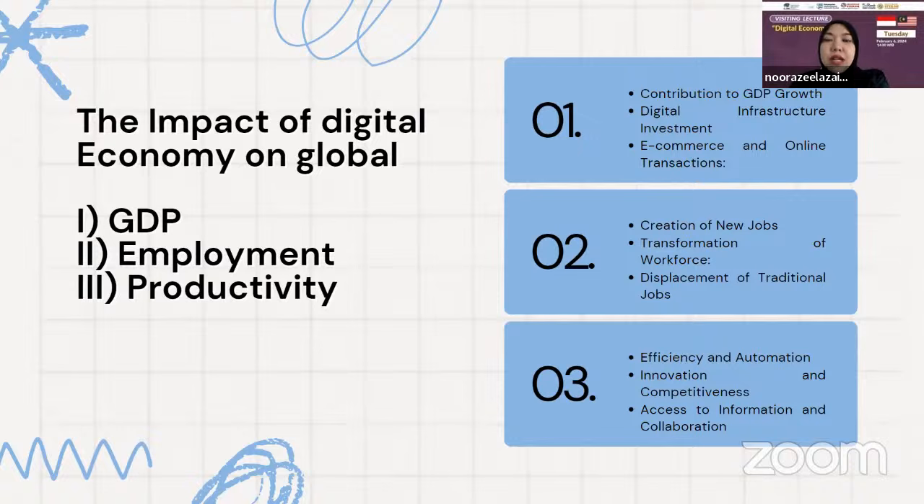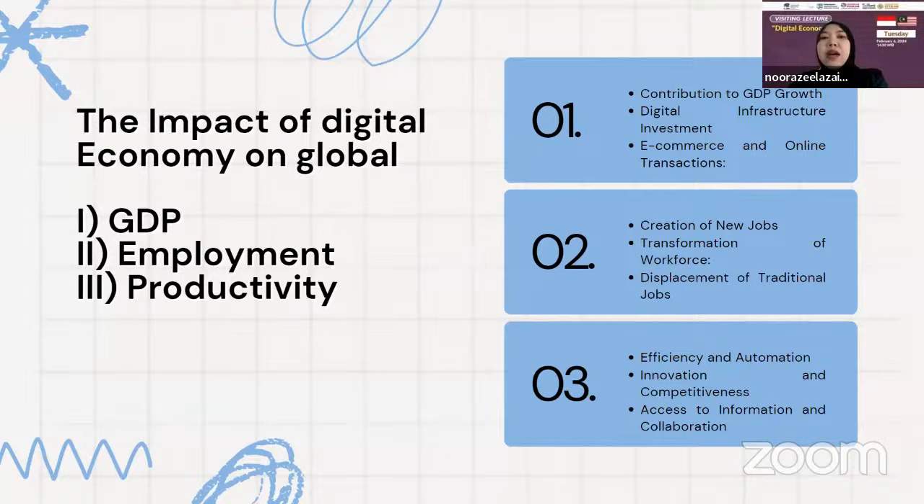So now, the impact of the digital economy on the global economy. The first one is about GDP, employment, and productivity. We want to look at them one by one, starting with GDP. What is the impact of the digital economy on global GDP? The first one is the contribution to GDP growth.